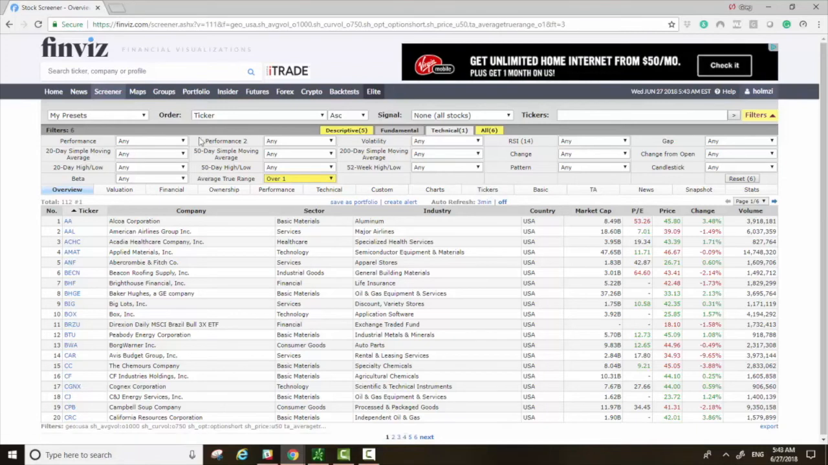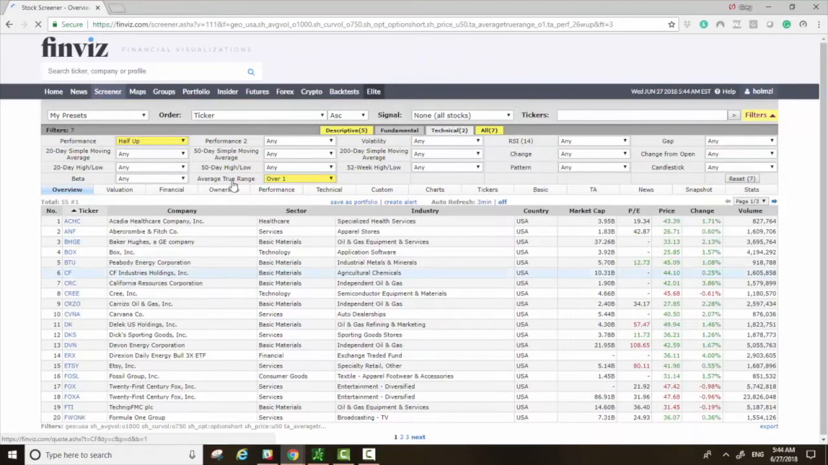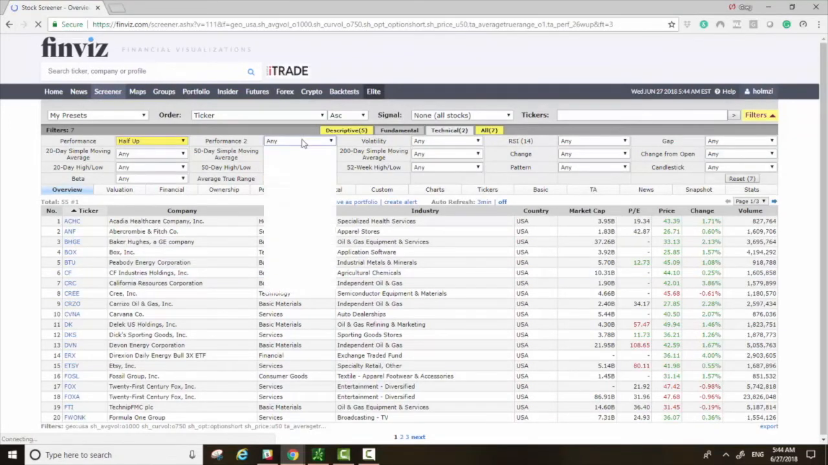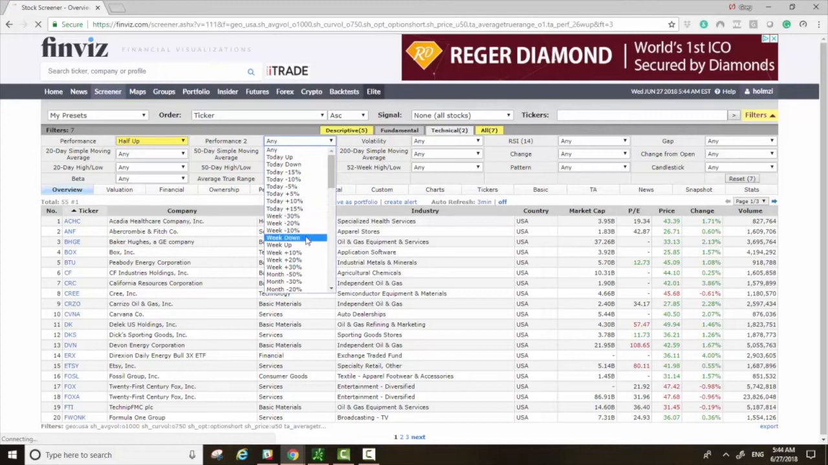Okay. So if we're looking for a bullish retracement, that means it has to be bullish over the longer term, and possibly a slightly bearish to neutral pullback kind of situation. So the way we do that is we go into this performance metric, and I'm going to say I want it to be at least up for the quarter. Let's even go to the half year, up for the half year. So this tells us that it's going to be up overall for half of the year. And now we're going to look at this second performance metric, and we're going to say down for the week.